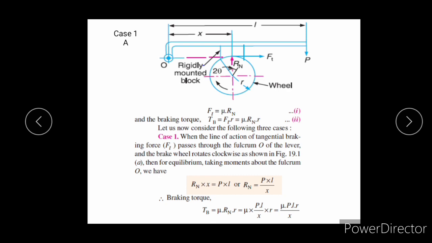The first one is the reaction of the wheel on the block. This Rn, look at this Rn in the pink color, look at the arrow, it is in the upward direction. So this Rn is the reaction force on the block. Next is the tangential force. This is also the frictional force acting between the wheel and the block.